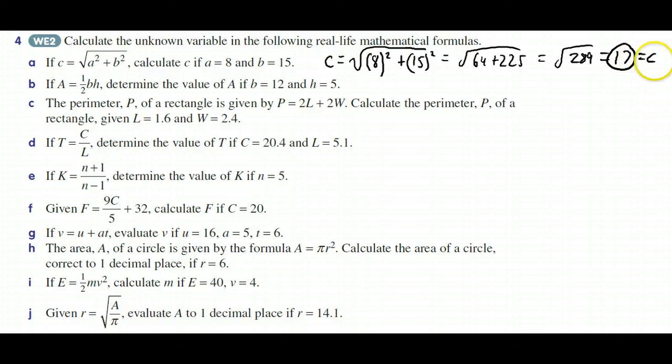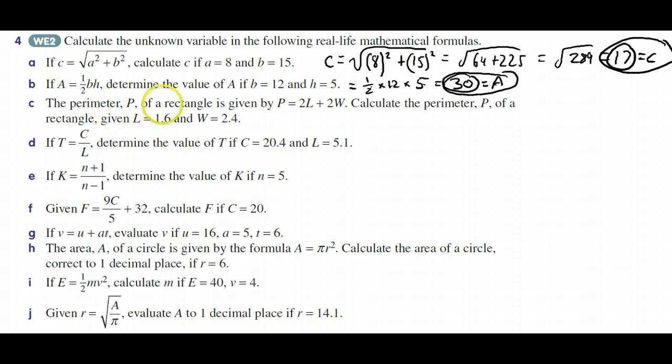So c equals 17. In the next one we've got a equals half times b, which is 12, times h, which is 5. 12 times 5 is 60, and 60 times half is 30. So a equals 30.